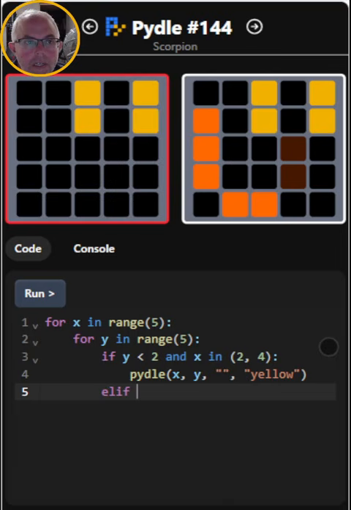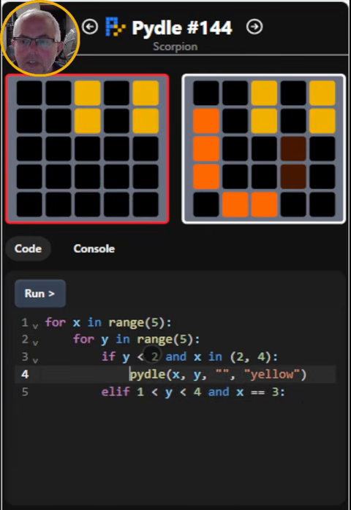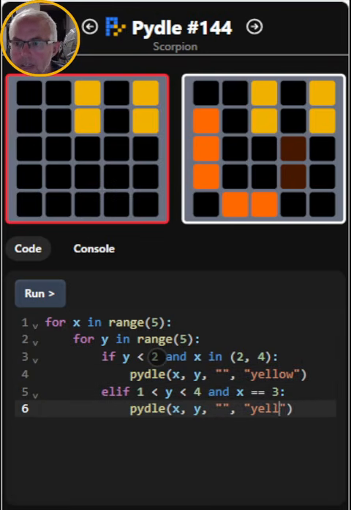So elif, and for the browns we're just going to have a condition for y, which is 1 less than y less than 4, and x equals 3, because it's just on that vertical. So x is constant and y is just in that range. Okay, so let's do that. That's the browns.